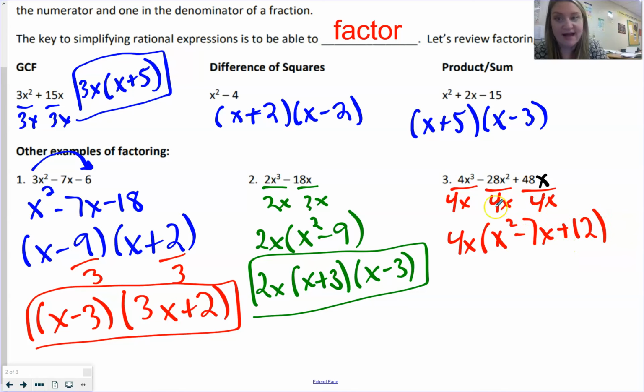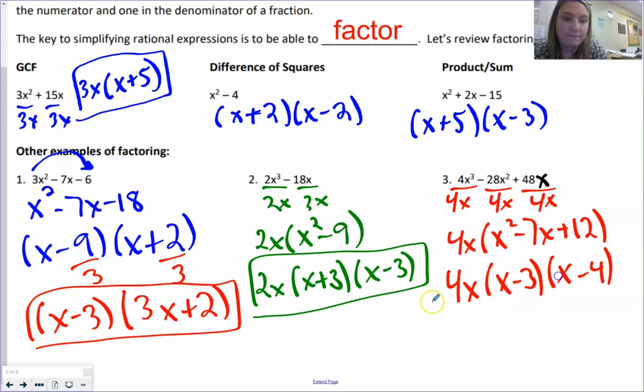And now I can basic factor like I did right above it. Numbers that multiply to give me 12 and add to give me negative 7. That is going to be x minus 3 and x minus 4. And that's as far as factoring goes.